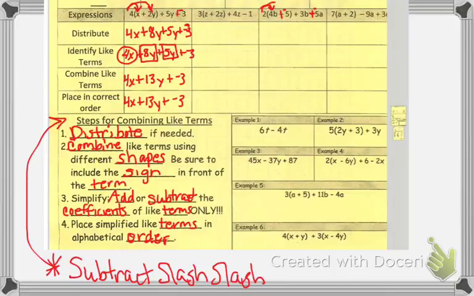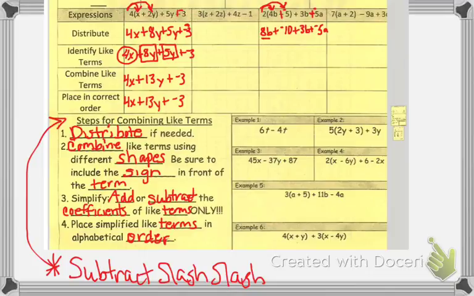All right, step 1 says to distribute if needed, and I do have the distributive property in this problem. So 2 times 4b gives me 8b plus 2 times negative 5 gives me negative 10, and I'm going to bring everything else down. My next step says to combine like terms, or well, here, let's follow our chart. It says to identify the like terms.